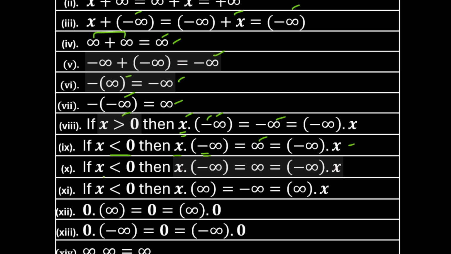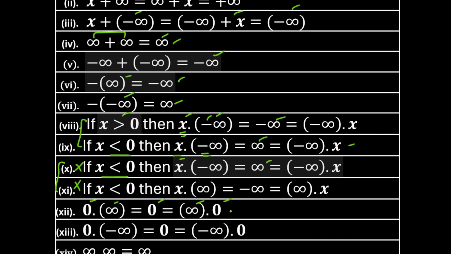In case x is a negative real number, and you multiply x into minus infinity, this is positive infinity. In other words, there is no need to write the last two properties. This property can cover these last two properties. If you multiply 0 with positive infinity, this is equal to 0, and if you multiply infinity with 0, this is also equal to 0.